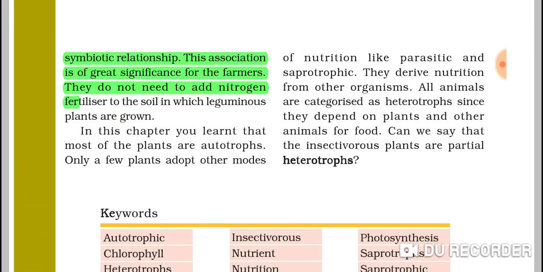So friends, we have already learned about nutrition in plants. We have seen that most plants take their food by being autotrophs, that is by preparing their own food, but there are also some plants which are dependent on other organisms for their food. So let's move to the next lesson.